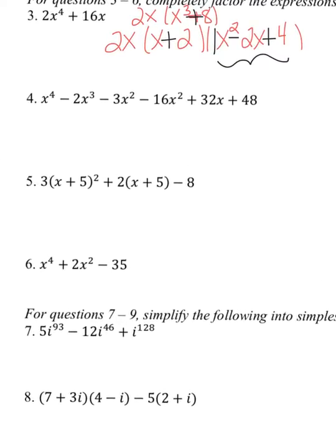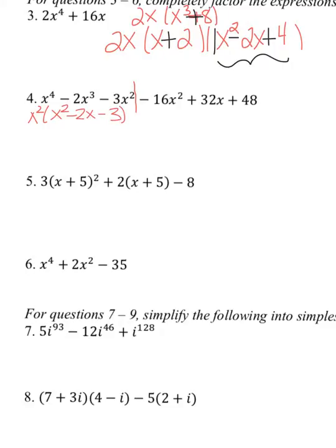For number 4, again, whenever I give this to you, do not combine like terms because it's set up for you in a specific way. So I always try to split it down the middle first and see if that works. So on the left side, my GCF is x squared, and I'm left with x squared minus 2x minus 3.